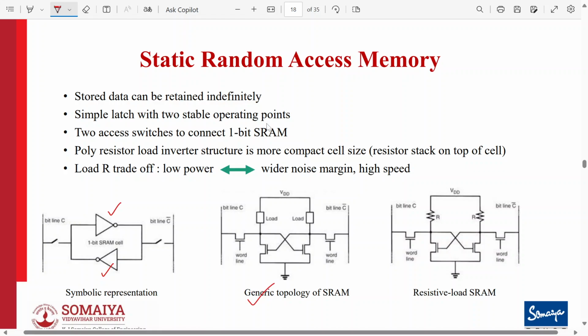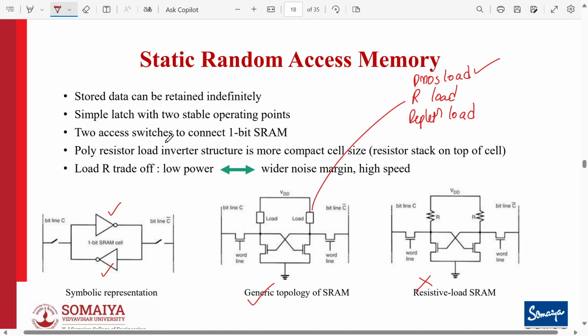And this load can be either a resistive load, or it can be a depletion load, or it can be a PMOS load. That is a CMOS inverter. And we have chosen a PMOS load. We have not chosen resistive load SRAM, or rather it can be there, but we have not chosen it. Everyone has its own advantages.